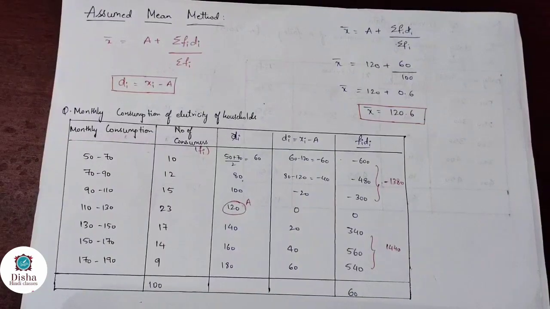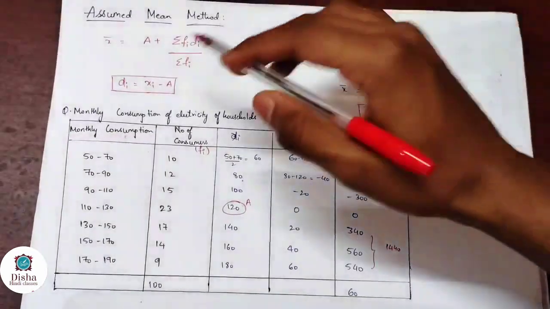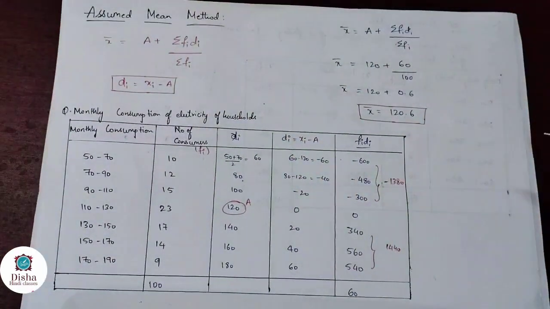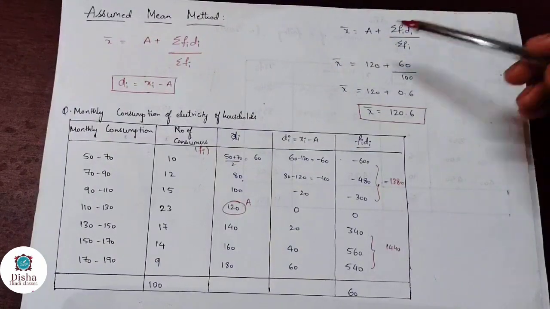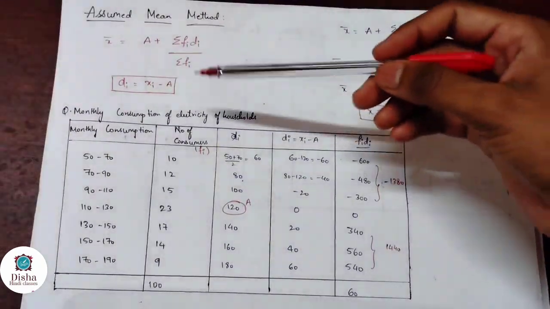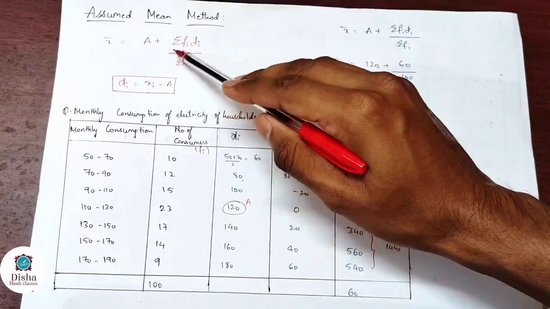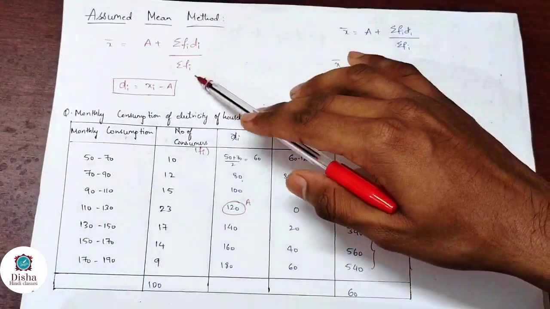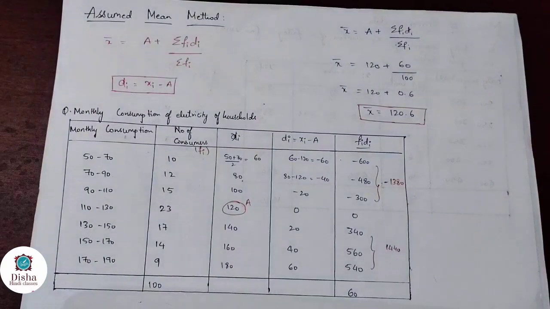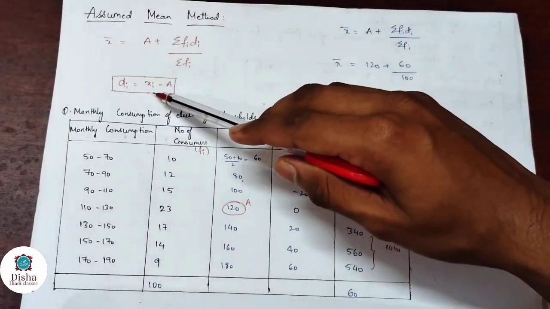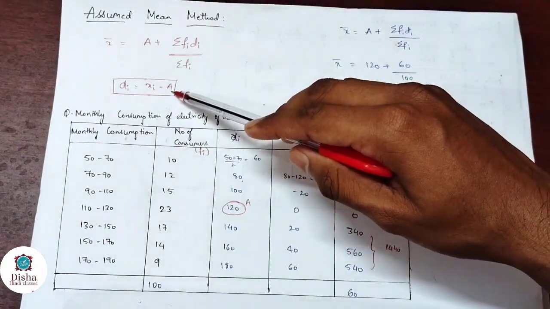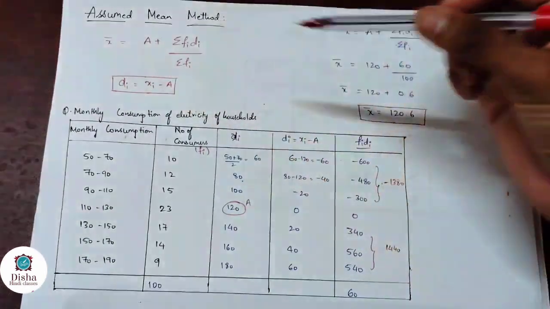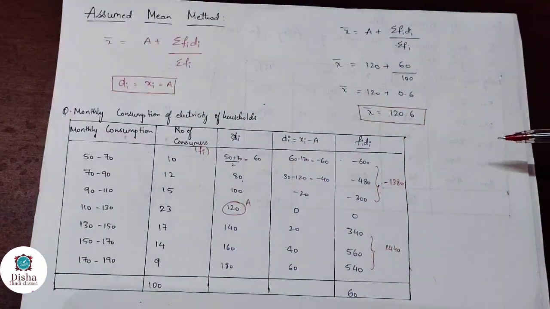The next method of calculating mean is the assumed mean method. So in the assumed mean method, we have the formula: mean equals a plus summation of fi di by summation of fi. Here di would be xi minus a. Here a is the assumed mean. Okay. So now let us take an example and understand it in a better way.